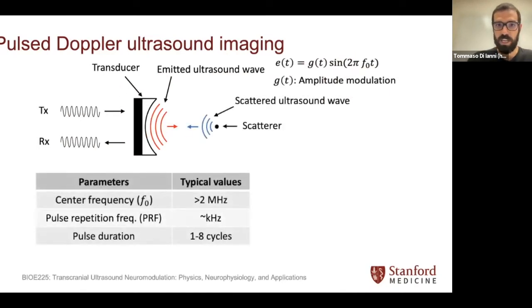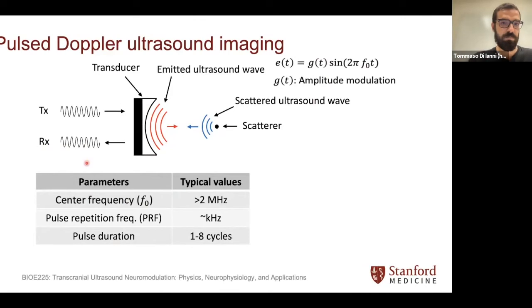This pulse is propagating, but now we have a scatterer in front of the transducer. This scatterer is scattering back an ultrasound wave that is depicted here in blue that is then traveling to the transducer, and the transducer is recording that wave. So the transducer is pulsing, like transmitting, and then listening, and then transmitting, and then listening.